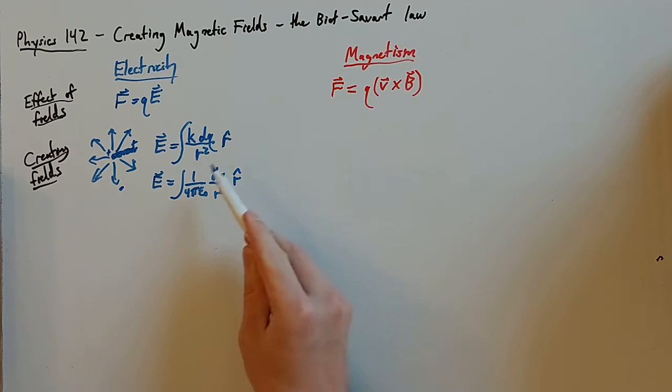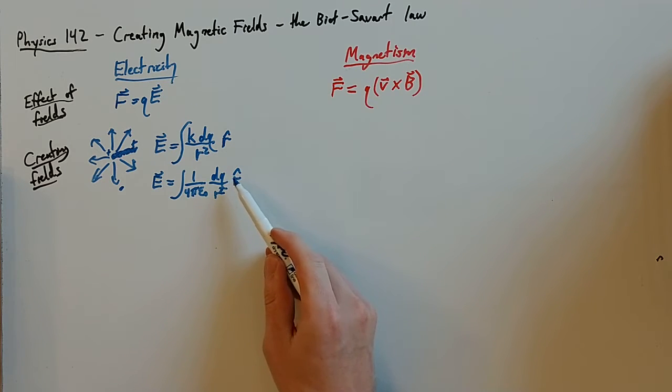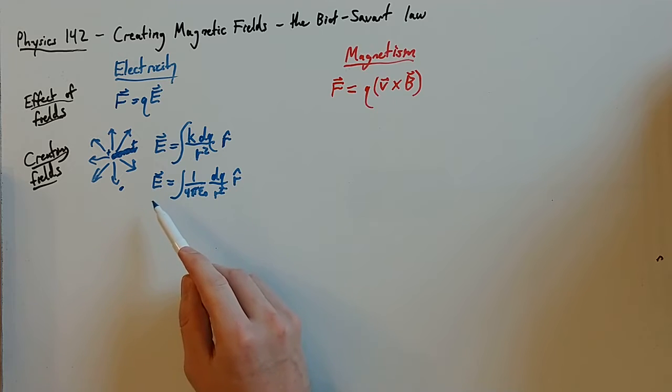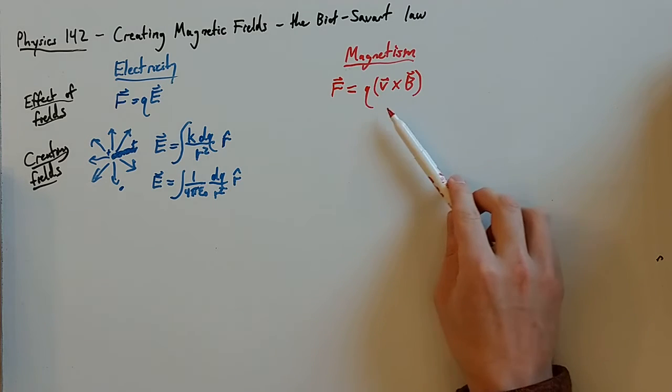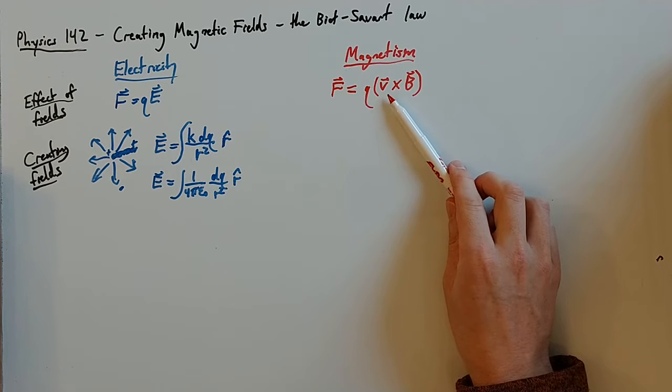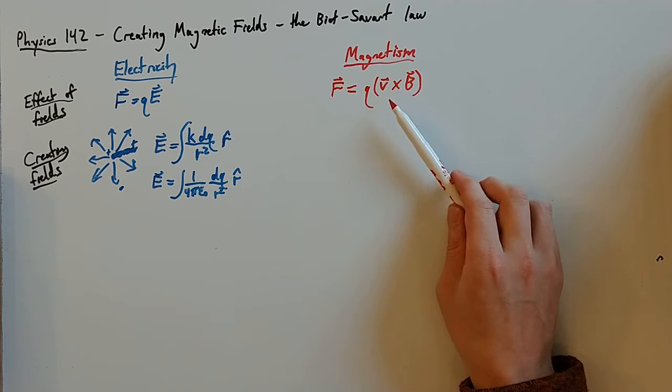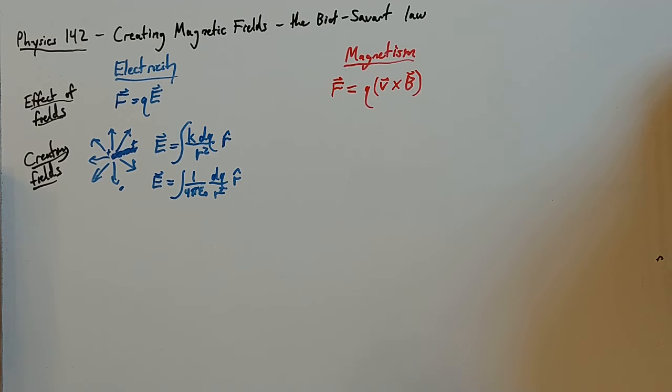And so this said, for some amount of charge, or for some charge distribution, we were able to figure out how much electric field was created by that charge. So the question is, how do you make a magnetic field, and what sort of formula do we use to compute how much magnetic field gets created? Well, just like magnetic fields only apply a force if your particle is moving, if the velocity of the particle is non-zero, similarly, it takes moving charges to create a magnetic field.